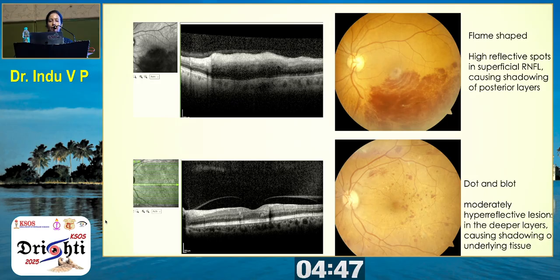So when you consider the OCT, a flame-shaped hemorrhage will show a very highly reflective spot in the superficial retinal layers with posterior shadowing, whereas deeper hemorrhages are smaller and they appear as hyper-reflective lesions with posterior shadowing.